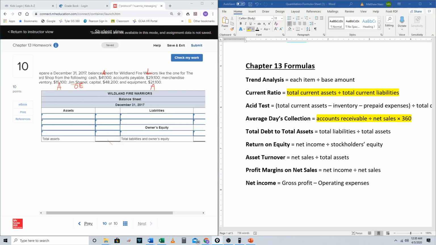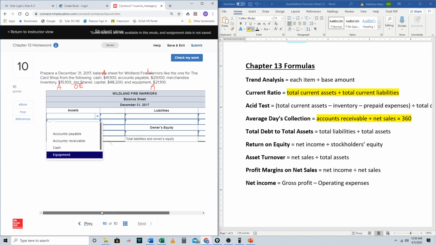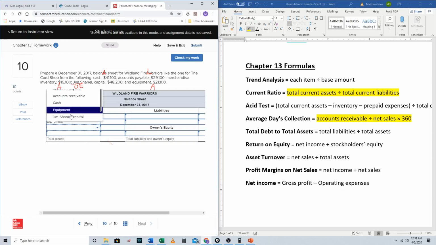Let's go over here. Go down. Do we have accounts receivable anywhere? I didn't see that. See, don't say cash. Put that on there. Equipment and merchandise inventory. Make sure that's on there. All right, and you put the right numbers.